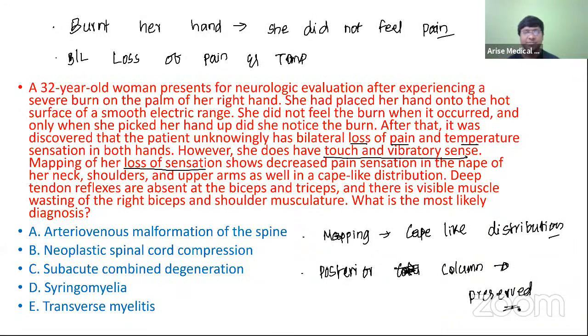Posterior column sensations are completely preserved. And the deep tendon reflexes are lost. Deep tendon reflexes are absent at the biceps as well as triceps. So this is the summary of the clinical scenario.